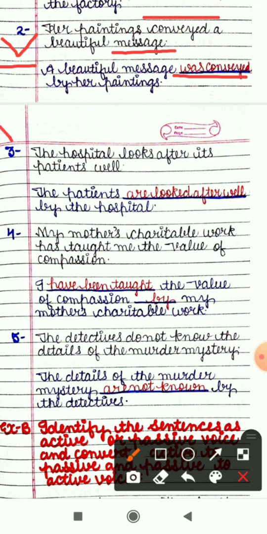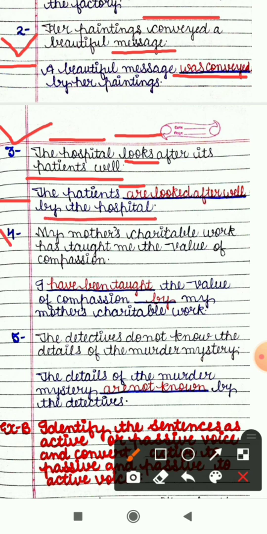Third sentence is the hospital looks after its patients well. The subject is the hospital, and what is the object? The object is the patients. So our new subject will be the patients. First of all, our sentence is in simple present tense, that means present indefinite tense, and when we have to change it into passive voice, the helping verb will be is, am, are according to the new subject. The new subject is the patients, which is plural, so we will use are with it. The patients are looked after well by the hospital.